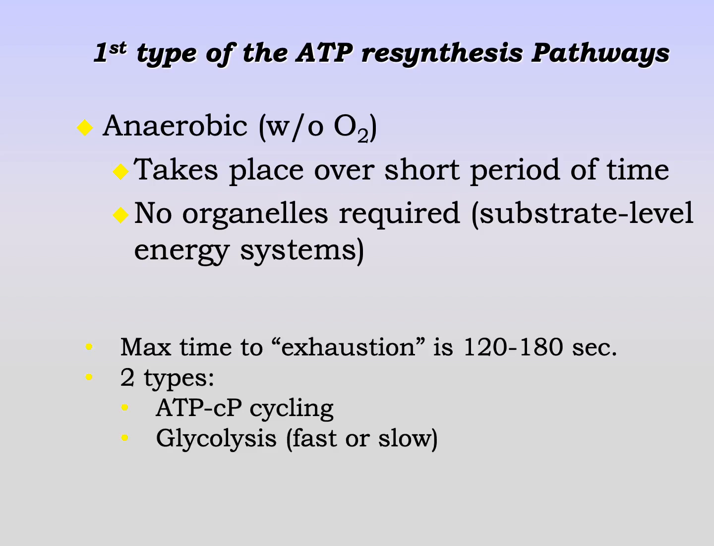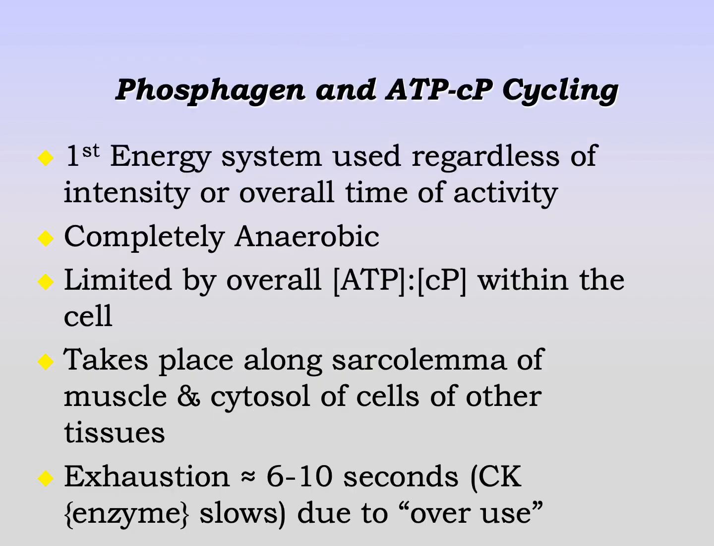The max time to exhaust within this pathway is somewhere between 120 and 180 seconds. We have two distinct types of pathways involved here. We have the phosphagen or the ATP-CP cycle, and then we have glycolysis and lactate metabolism. So we'll start here looking at the phosphagen ATP-CP cycle. This is the first energy pathway that's going to be utilized.